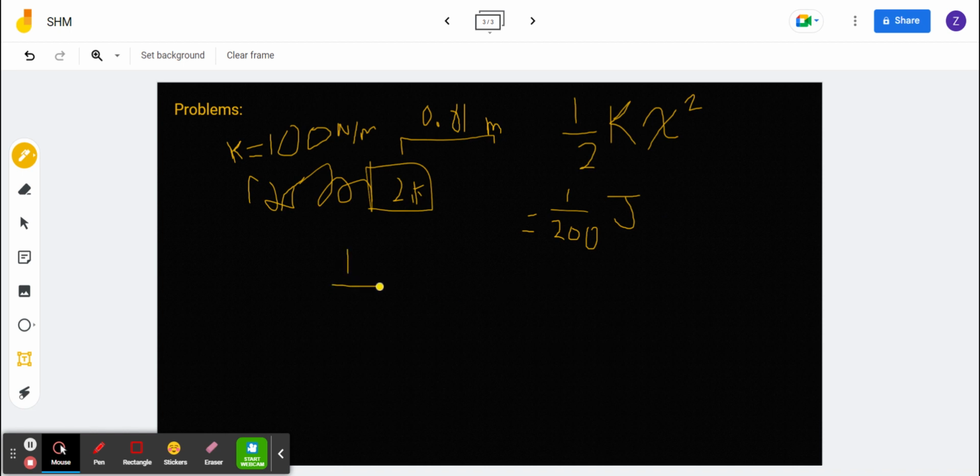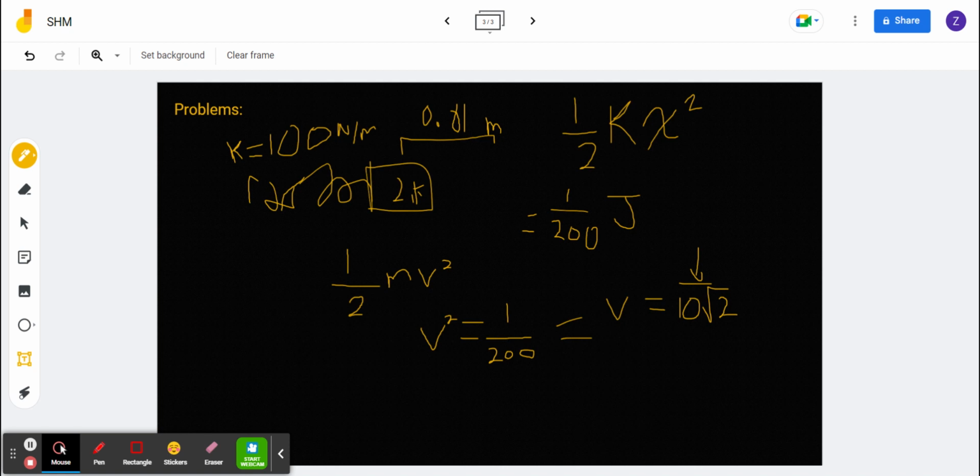So at its maximum speed, when it's in the center, none of the energy is stored in the spring because the spring has a displacement of 0. It's at its equilibrium state. So half mv squared is equal to 1 over 200, which gives us that v squared is equal to 1 over 200. So v is equal to square root 1 over 200, which is equal to 1 over 10 root 2 meters per second. Kind of slow, like really slow, but that's because we didn't give it too much energy.